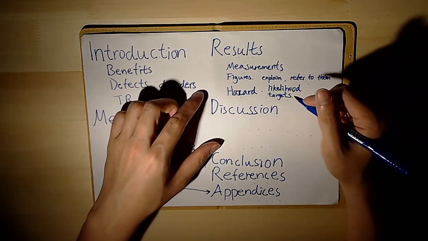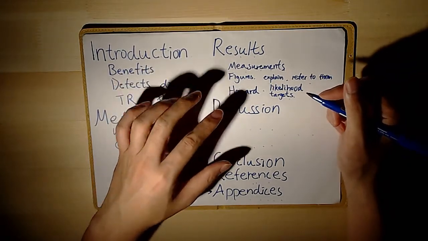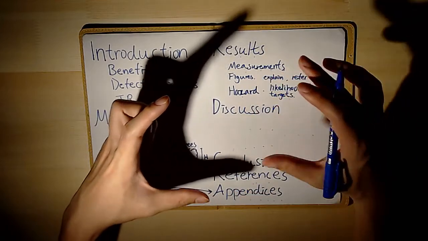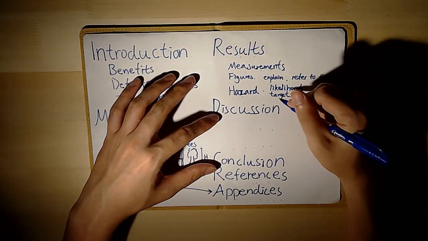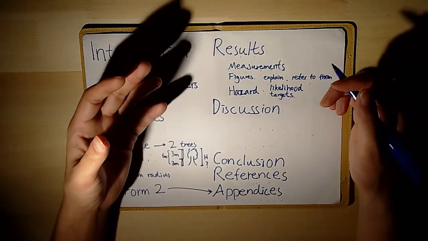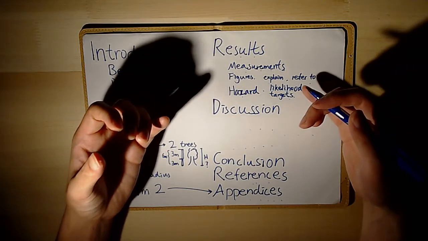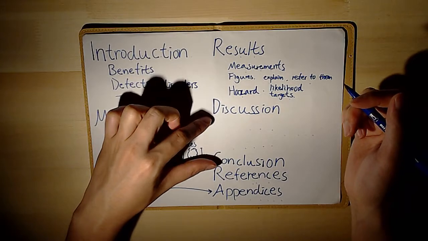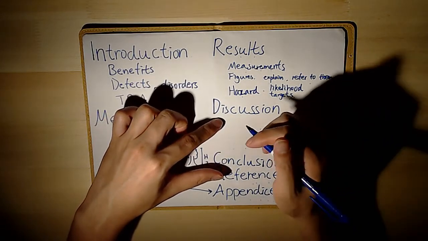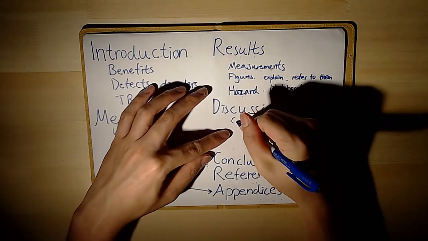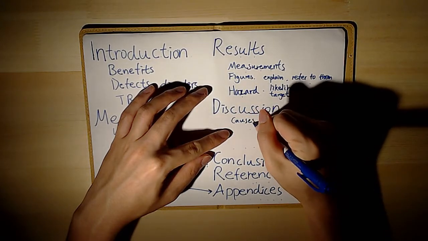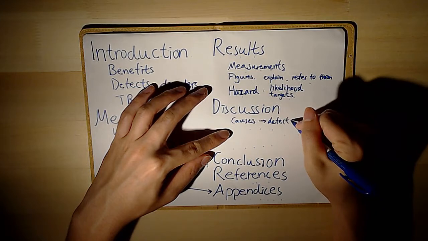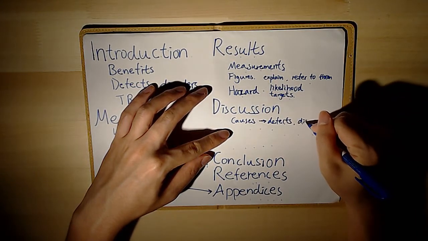And then you can also take some photographs of the nearby environment, I mean the environment surrounding the tree. So it would be helpful to your hazard assessment. And then in the discussion, you can tell me or you can guess the causes of the defects and disorders.